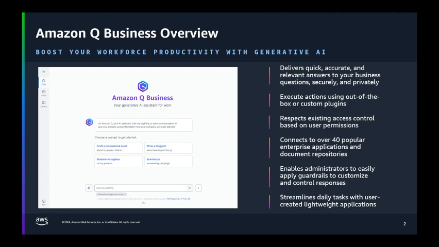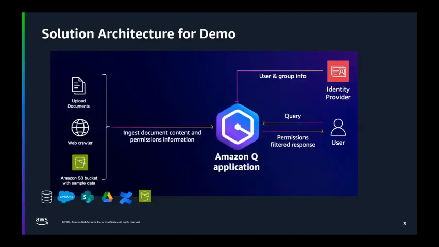Amazon Q Business is a generative AI-powered assistant that can answer questions, provide summaries, generate content, and securely complete tasks based on data and information in your enterprise systems. It empowers employees in the energy and utilities sector to be more creative, data-driven, efficient, prepared, and productive. It also connects to over 40 popular enterprise applications and document repositories.